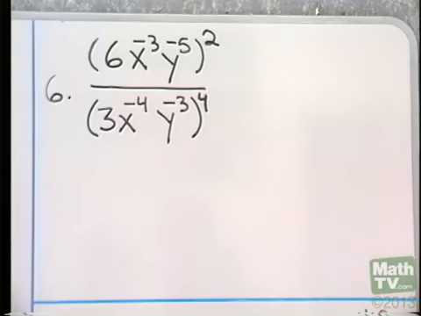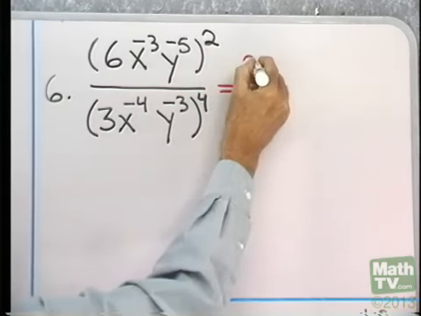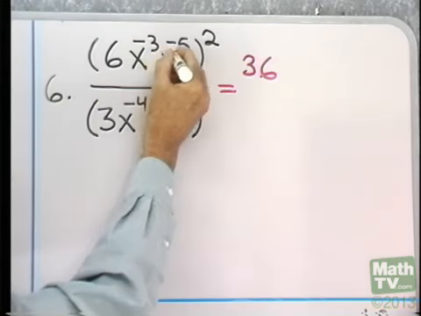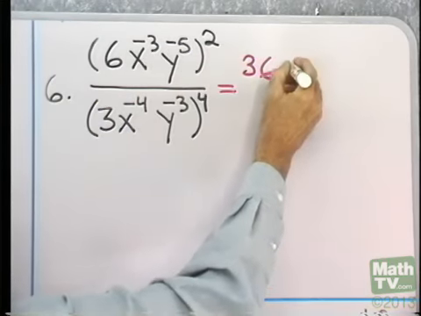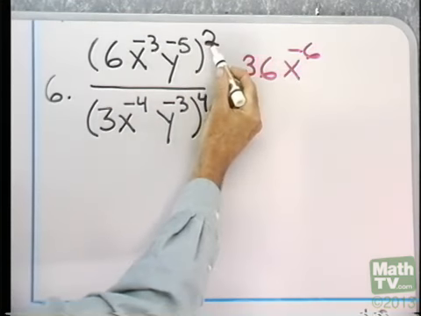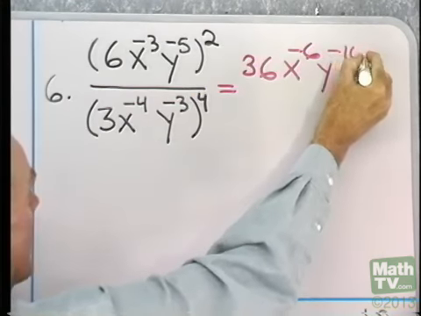Here it is. Here I have 6 to the 2nd power. That's going to be 36. I have x to the negative 3 to the 2, so a power raised to a power, and I multiply exponents and get negative 6. Y to the negative 5th to the 2nd power. Again, I multiply exponents and I get y to the negative 10th.